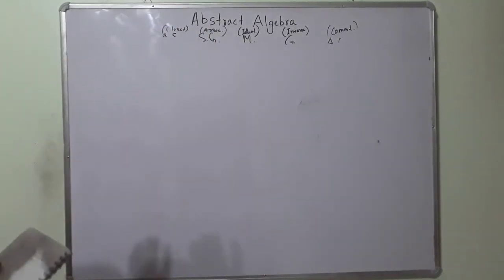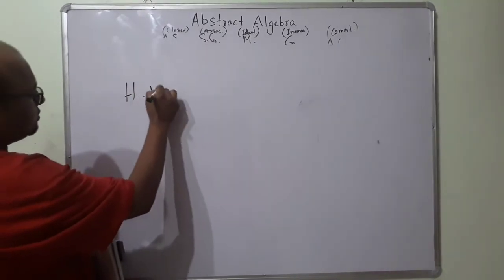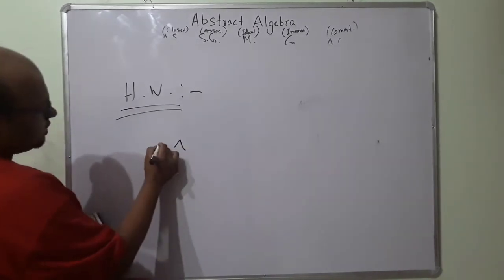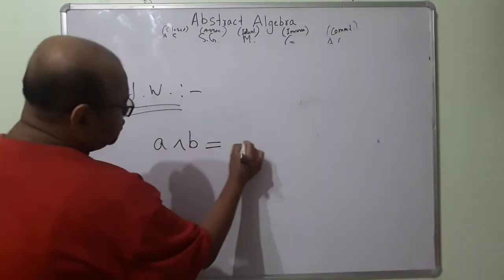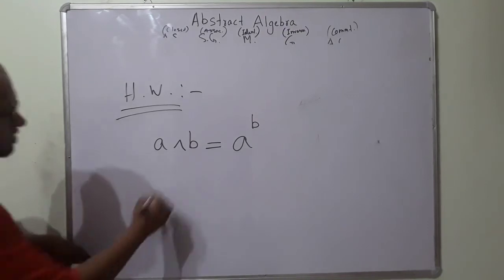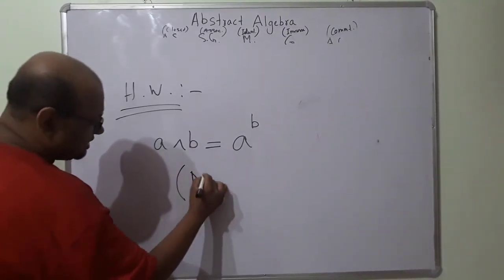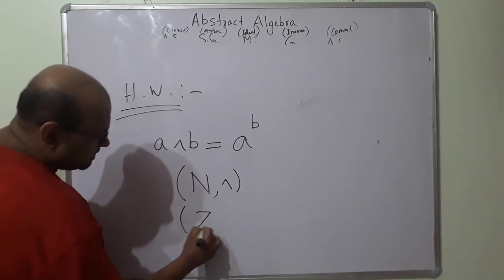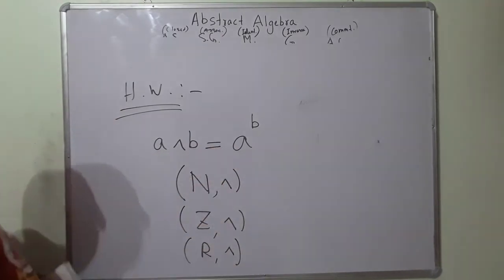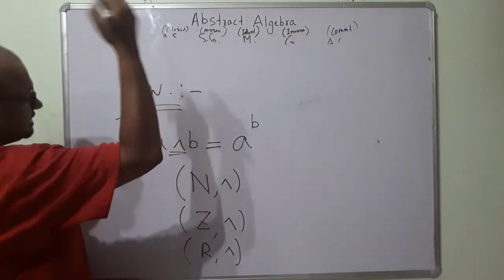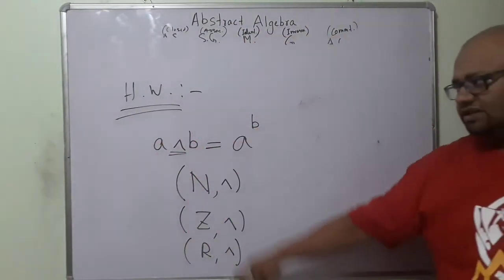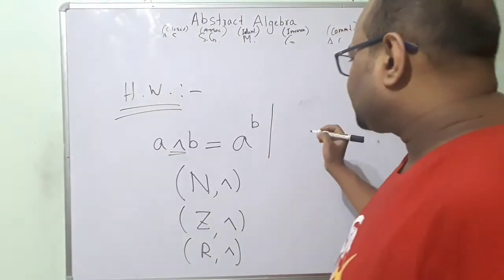Okay. Now here is a homework question for you. This operation, power, where a power b is equal to a to the power b. Okay, try to figure out what is this. In case of natural number power, in case of integer power, in case of real number and power. Try to figure out, is this just an algebraic structure, is it a semi-group, monoid, group or abelian group?